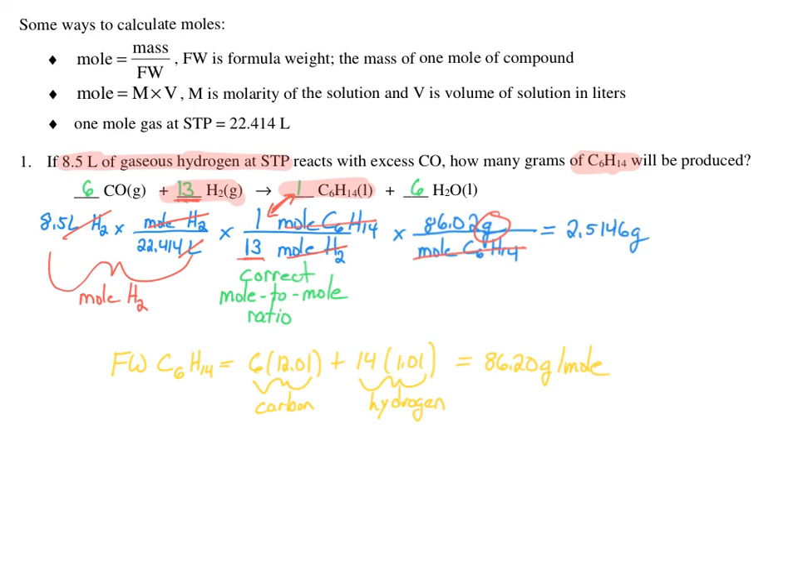We'll go back and worry about sig figs. 2 sig figs here. This mole-to-mole ratio, as all mole-to-mole ratios, is an exact number, so it is not going to impact our sig figs. 4 sig figs here, therefore we're limited overall to 2 sig figs, and our final answer is 2.5 grams.